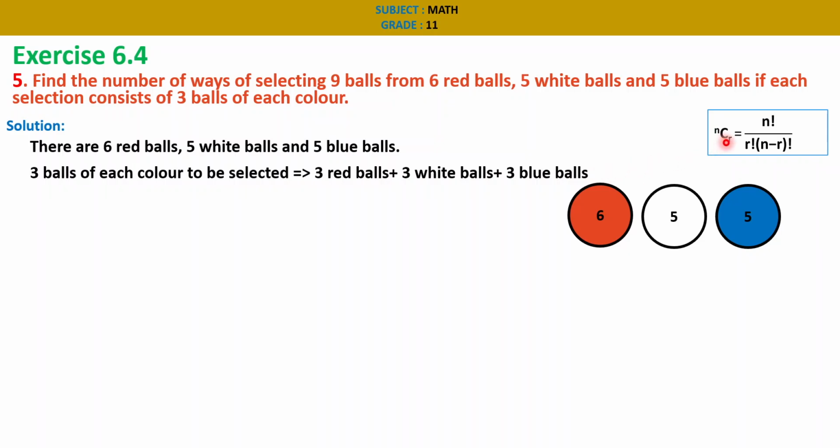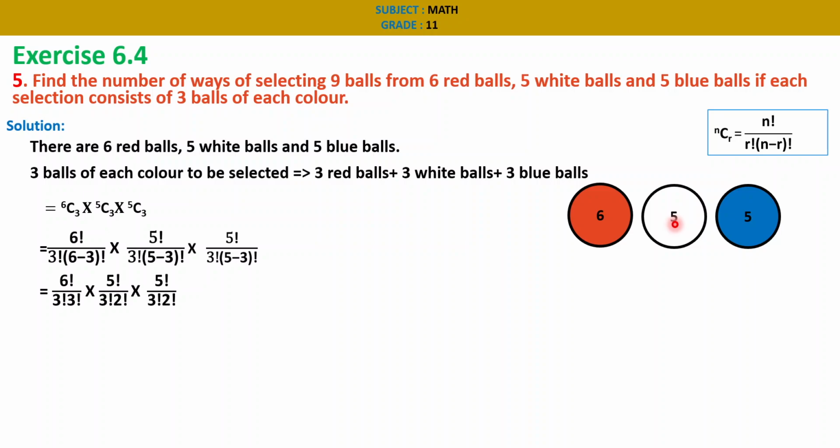We know that nCr is equal to n factorial divided by r factorial into n minus r factorial. From these 6 red balls, we select 3 red balls. From these 5 white balls, we select 3 white balls. From these 5 blue balls, we select 3 blue balls. That is 6C3 into 5C3 into 5C3. That is 6 factorial divided by 3 factorial into 6 minus 3 factorial, into 5 factorial divided by 3 factorial into 5 minus 3 factorial, into 5 factorial divided by 3 factorial into 5 minus 3 factorial.